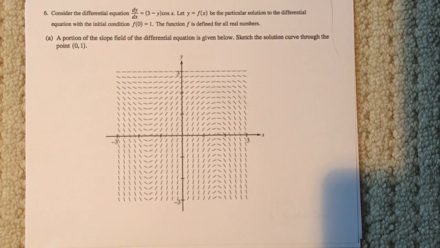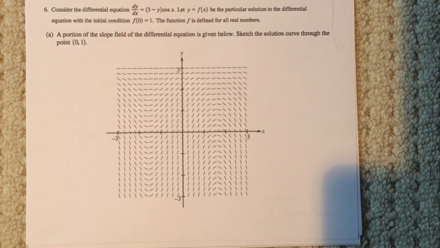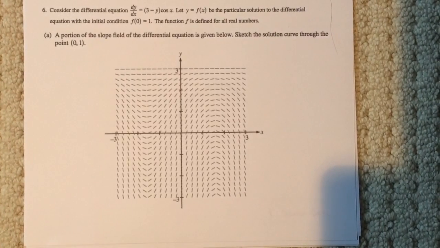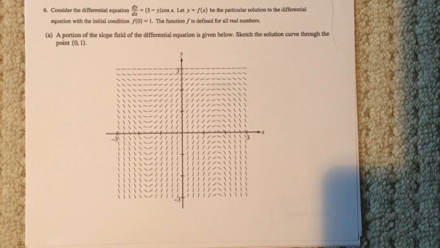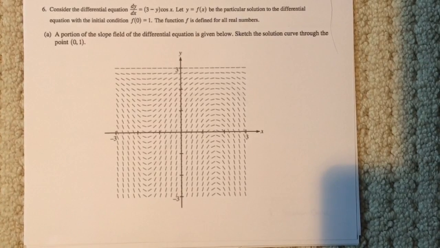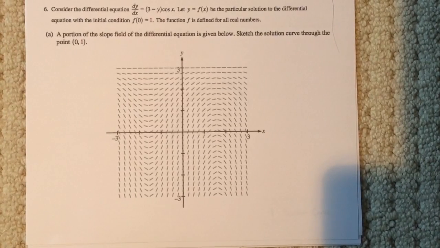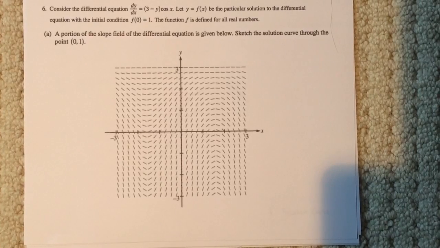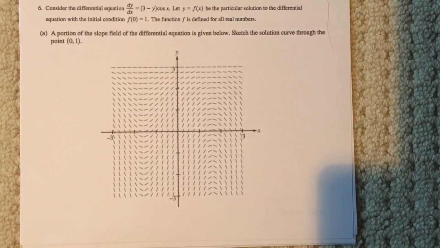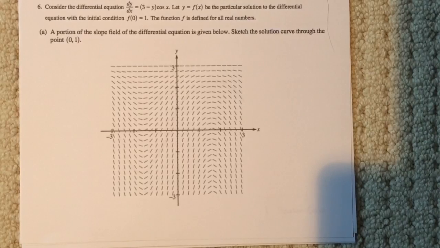So let's begin by looking at part A. The slope field of the differential equation is given below. Sketch the solution curve through the point (0, 1). So essentially what we're doing is just using the slope field given. We don't even have to draw a slope field here. Just use the slope field given to create the curve.